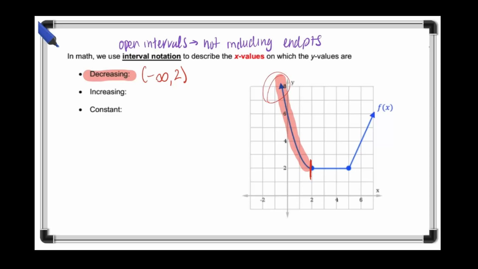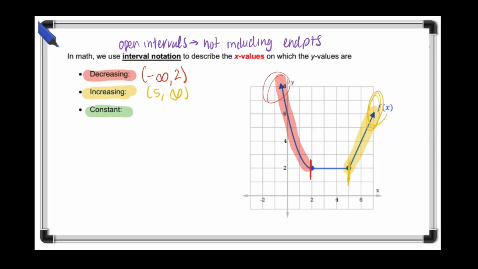Okay, so where are the y values increasing? My y values are increasing here. So again, what are the x's in which those occur? This x is 5, and then the x over here, we have an arrow, that is infinity.